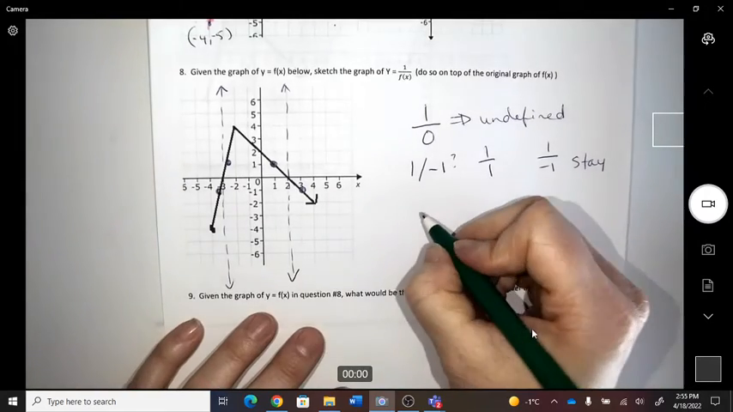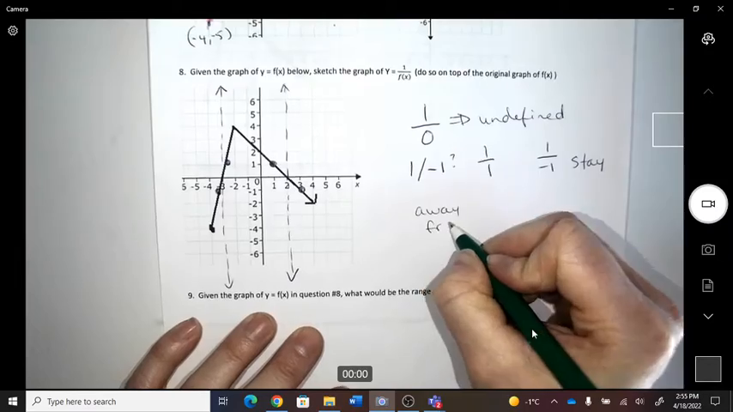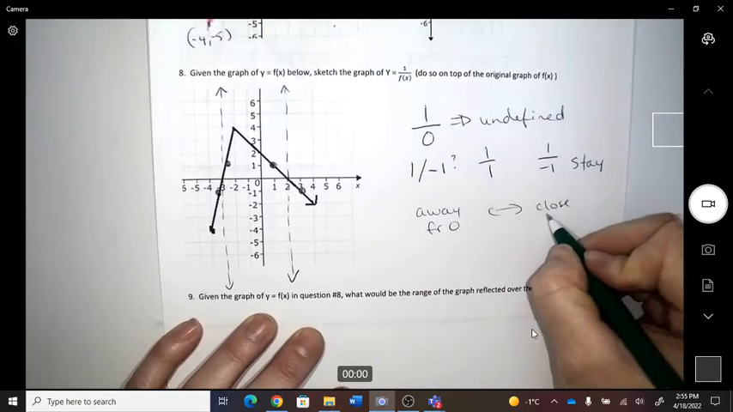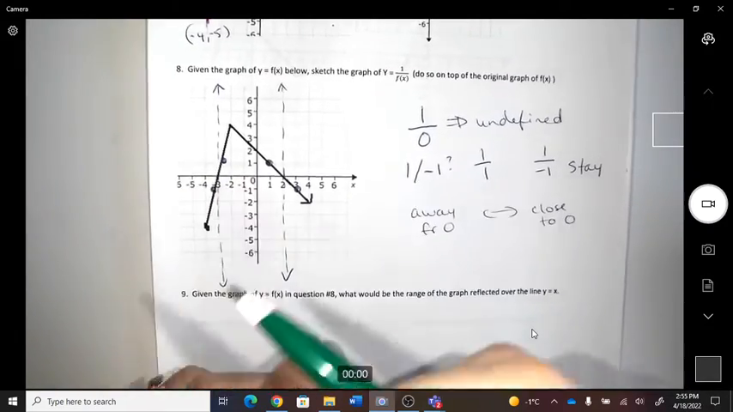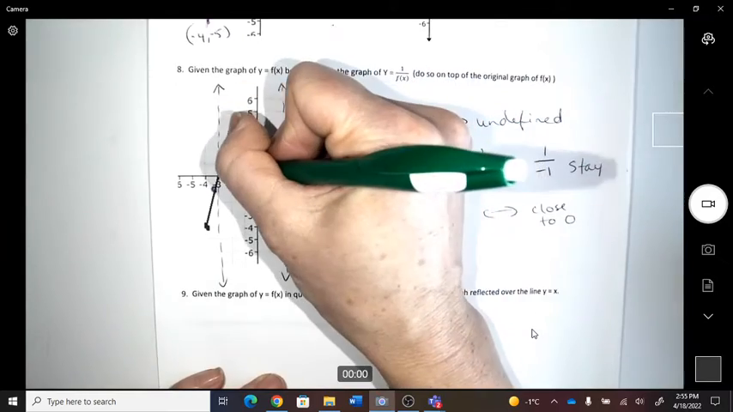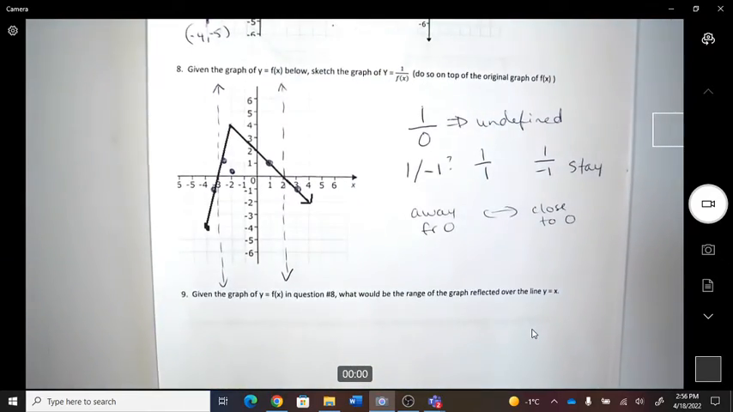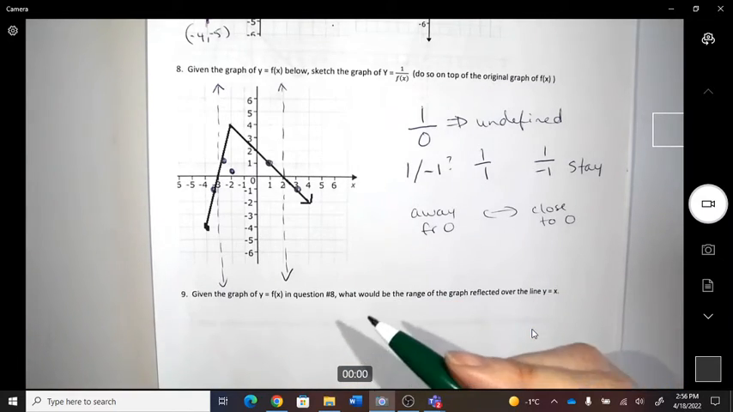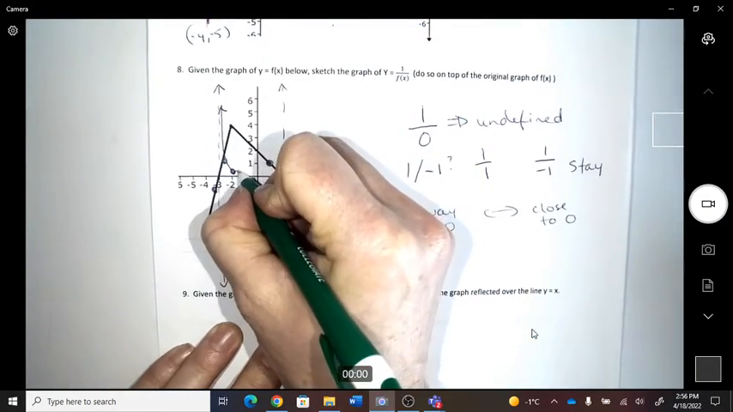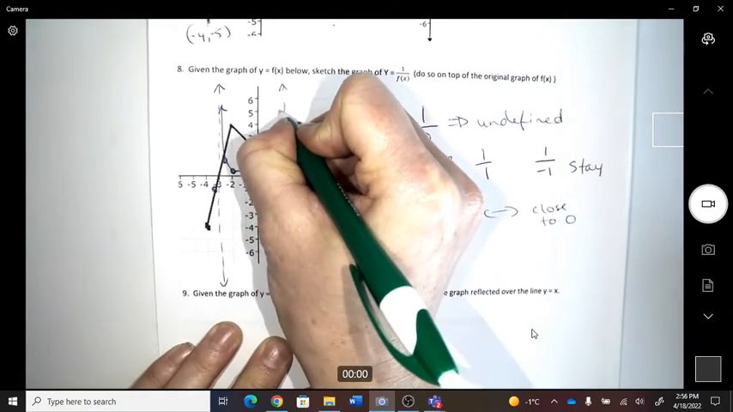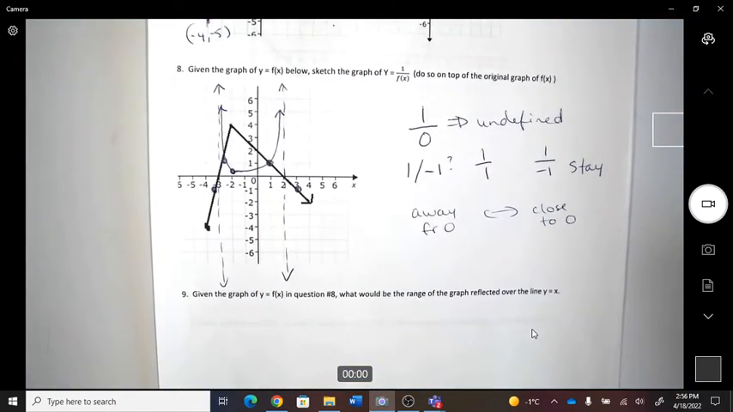And then I'm going to think away from 0, close to 0, and opposite. So let's do the middle section here. So the highest height of 4 is now going to drop to the lowest height of 1/4. And then if that's the lowest height, you're just going to be moving away from 0. And you just kind of have to fill in your pattern.